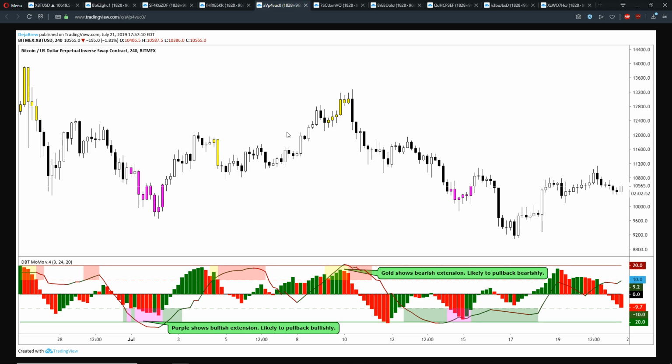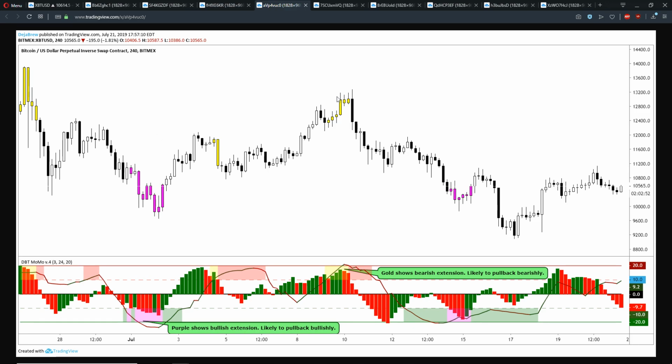Another major feature of the MoMo is its predictions of tops and bottoms. So when the histogram and the trend line are both extended in the 10 to 20 range, or the negative 10 to negative 20 range, this shows an extension. It will give you a gold warning for tops, and it will give you a purple warning for bottoms. The purple shows a bullish extension, likely to pull back bullishly, or likely to find a bottom. And the gold shows a bearish extension, which is likely to pull back bearishly, and it's likely to find a top.